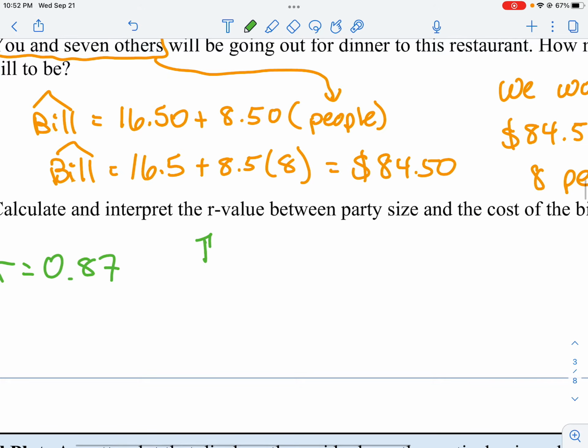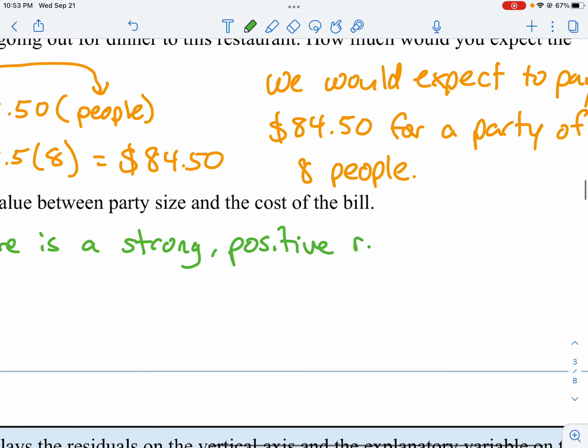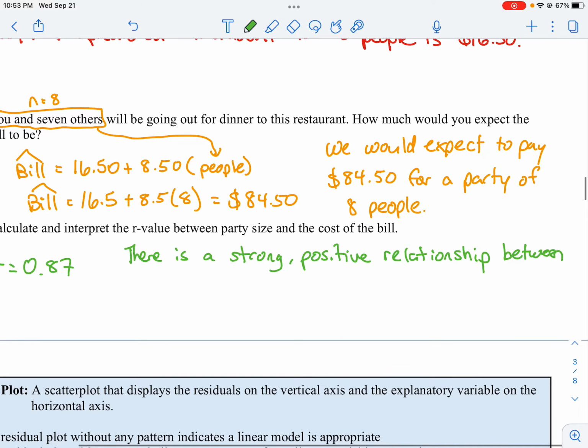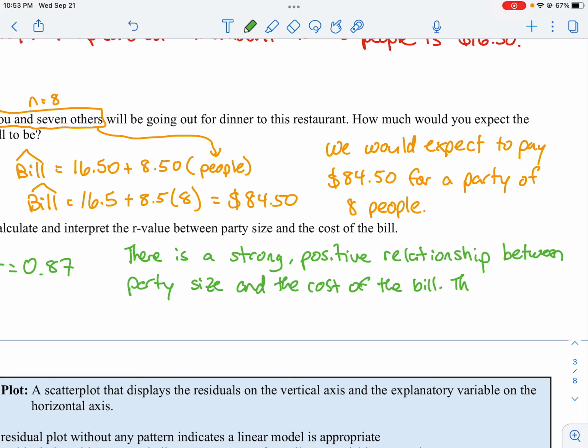So we would say something like, there is a strong positive relationship between party size and the cost of the bill. Typically, the larger the party, the greater the bill.